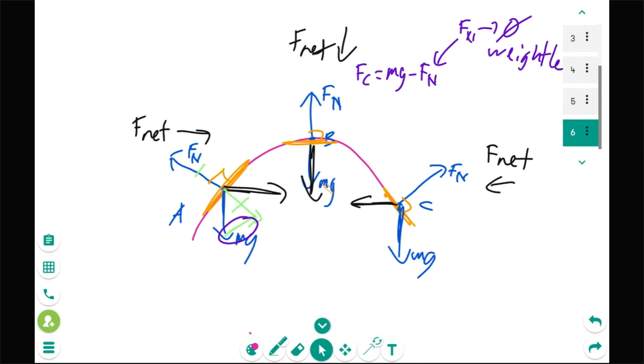And then basically the same thing that happens at A happens at C, where you've got some component of the weight actually pulling towards the center of the circle. But mg cos theta doesn't point directly towards the center of the circle at point A, right?